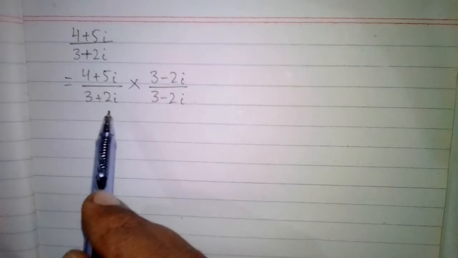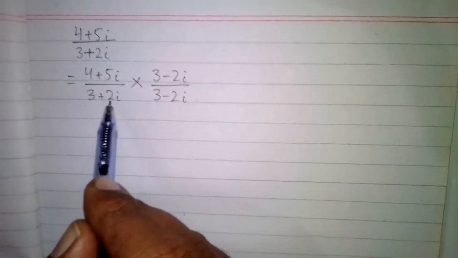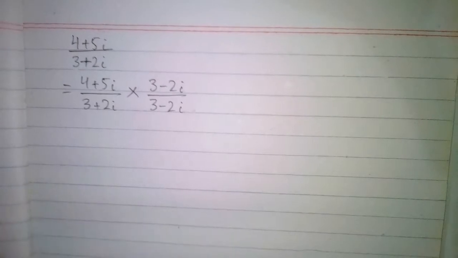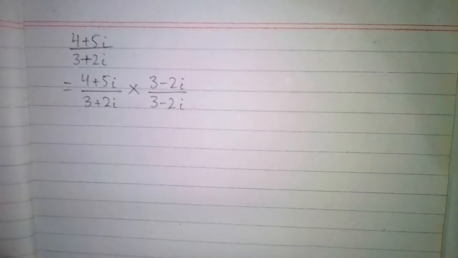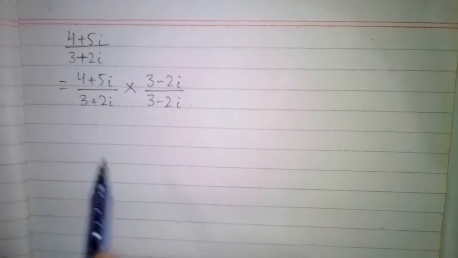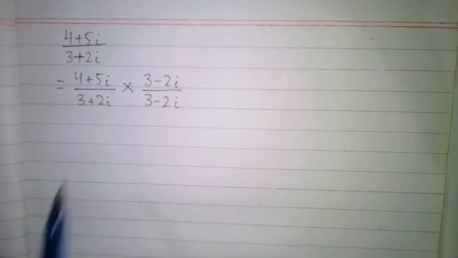So the conjugate of 3 plus 2 iota is 3 minus 2 iota. So we will multiply and divide by 3 minus 2 iota. The conjugate of a complex number is obtained when we change the sign of the imaginary part. If we have a positive imaginary number, then we will convert it into a negative imaginary number, and if we have a negative imaginary number, then we will convert it into a positive imaginary number. So here we have a positive imaginary number, so we have converted it into a negative imaginary number.